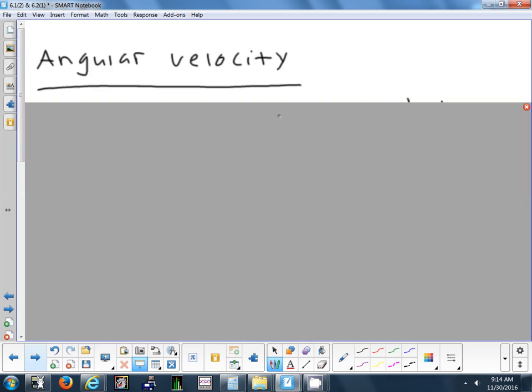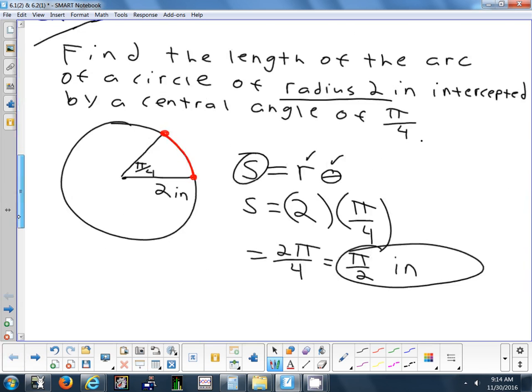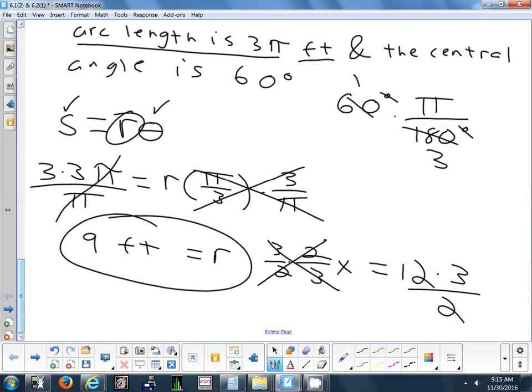All right, how about the last type? Does anybody have a question on, let's see, I had you guys find s, I had you find r. Any question on how you'd find theta?